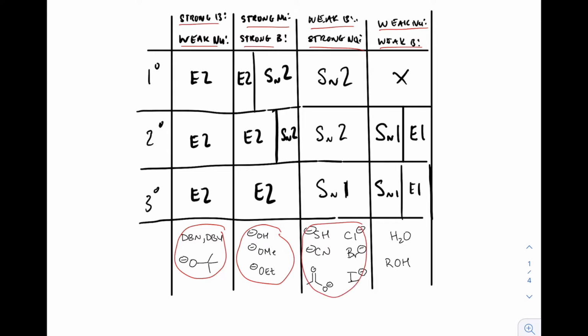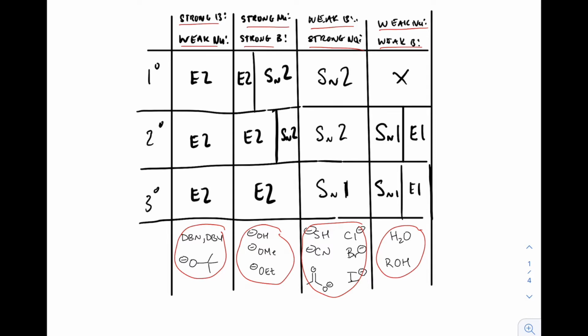On the very bottom, I have some examples of those bases and nucleophiles in that column. Okay, now as you have a primary alkyl halide, if you have a strong base and a weak nucleophile, then it's an E2 on the upper left. Or on the far right, if it's a primary alkyl halide and you have a weak nucleophile and a weak base, then nothing's going to happen. Basically, your options are SN1 or E1, but it's not going to happen because it's a primary alkyl halide and you can't form the carbocation intermediate.